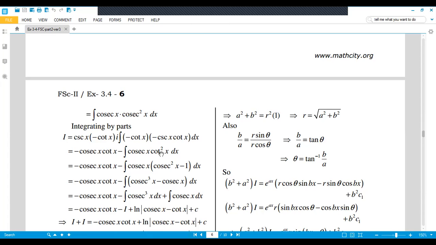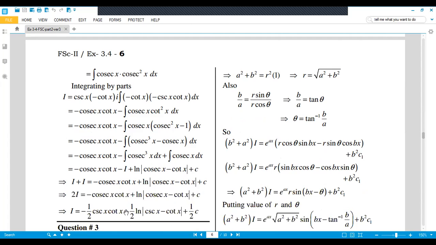Cotangent square x, we can write as cosecant square x minus 1, we use the identity, so cosecant x multiplied inside, that will be cosecant cube x minus cosecant x dx. So integral of cosecant cube x is equal to I. So we put its value, and the integral of cosecant x is natural log of cosecant x minus cotangent x. This I is subtracted here, shifted to the other side, it will be added. So 2 multiplies here, shifted to the right hand side, it will be divided. So we'll get the required answer.